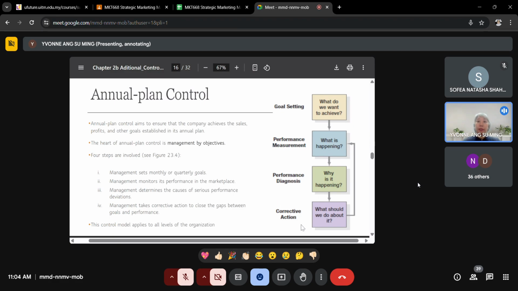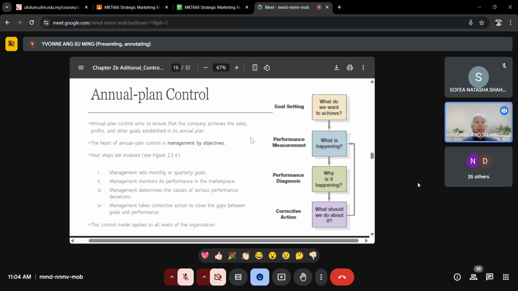Because if they don't take corrective action at all, then you can imagine that definitely for the year, they're not going to hit their goals. And this is a money-making department, right? Marketing is a money-making department. How are they going to pay their bills? So that's why it's very crucial for them to make sure that they have some sort of annual plan control going on. But annual plan control doesn't mean that at the end of the year, baru dia ukur dan dia tengok what happened. Tidak. It's actually on a week-to-week basis, they can already monitor in real time what is actually going on.